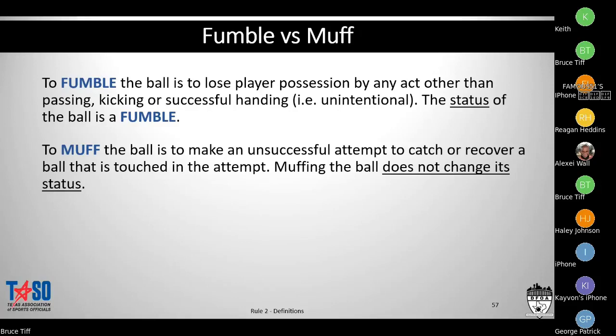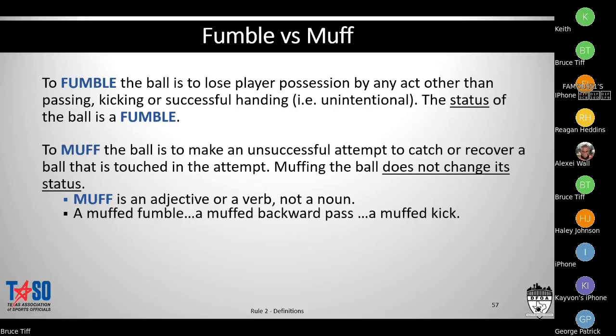Next part. Muff is an adjective or a verb, not a noun. Possession is a noun. Next. Muffed fumble, a muffed backward pass. One I just used a moment ago, a muffed kick.